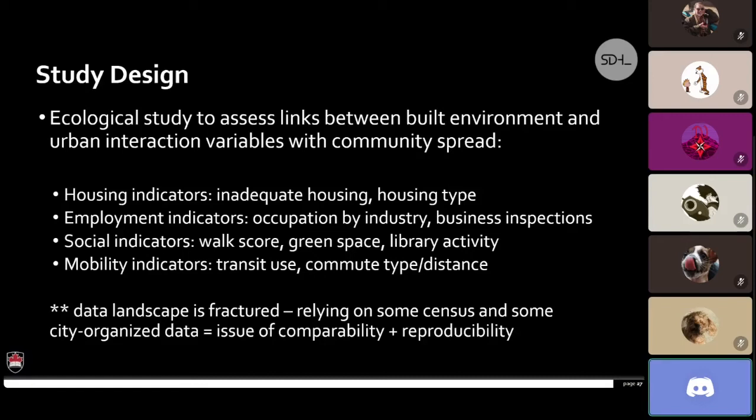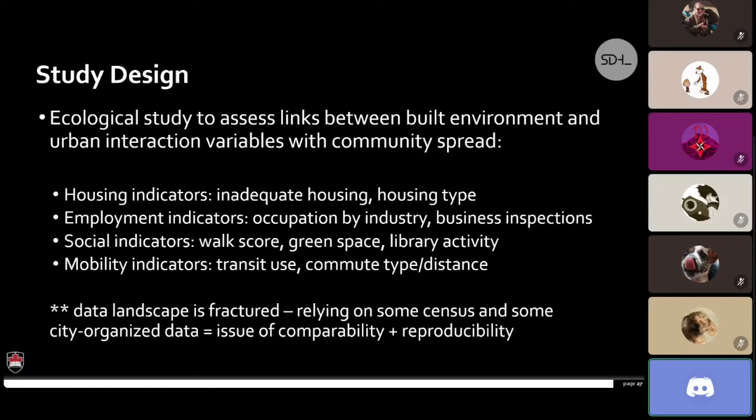Also looking at more social indicators, so walk score, green space, library activity. These are all referring to how people use the space around them, how people engage with public services. And also I'm looking at these mobility indicators, so things like transit use, the commute distance, commute type. So whether people are commuting outside the city of Toronto for their jobs, and things like that.